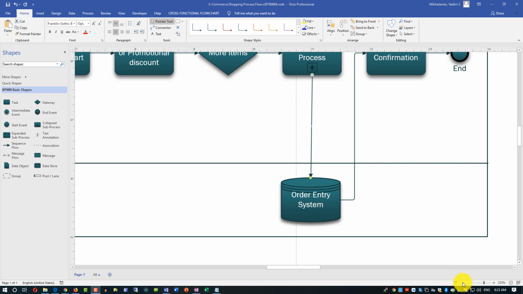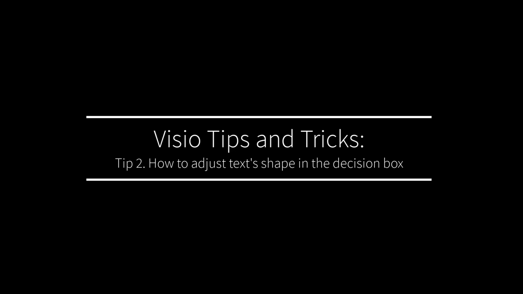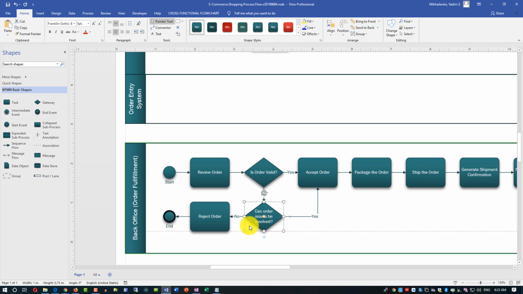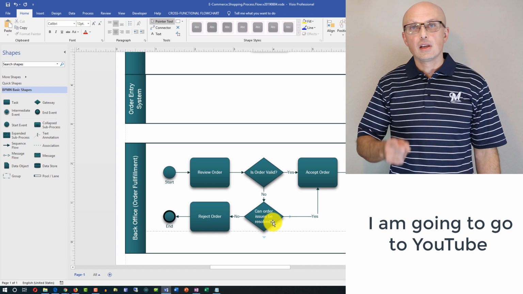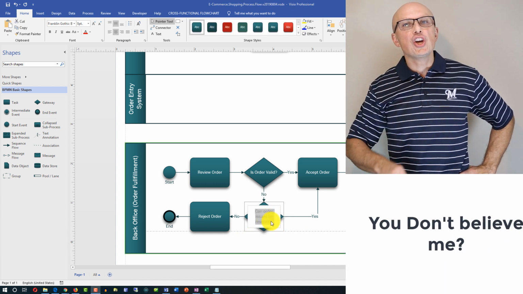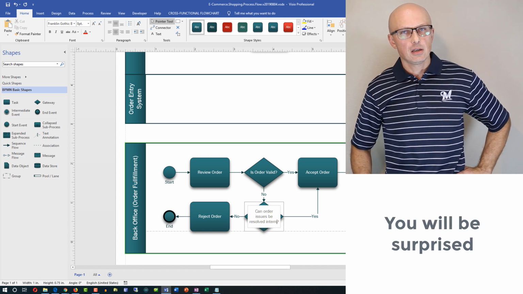Let me show you another problem that we will try to fix here. So we will go back to the order fulfillment diagram. And here in order fulfillment, this text is fine. It doesn't exceed the size of the shape. But let me just temporarily, so I can show you the point, make it exceed the size of this particular shape. So let me clarify the question and say, can order issues be resolved internally, and see what happens.